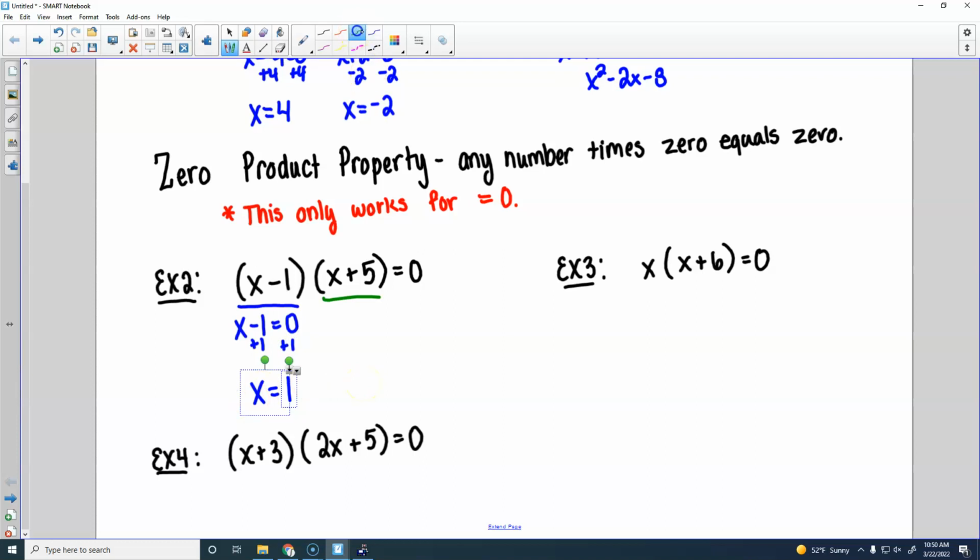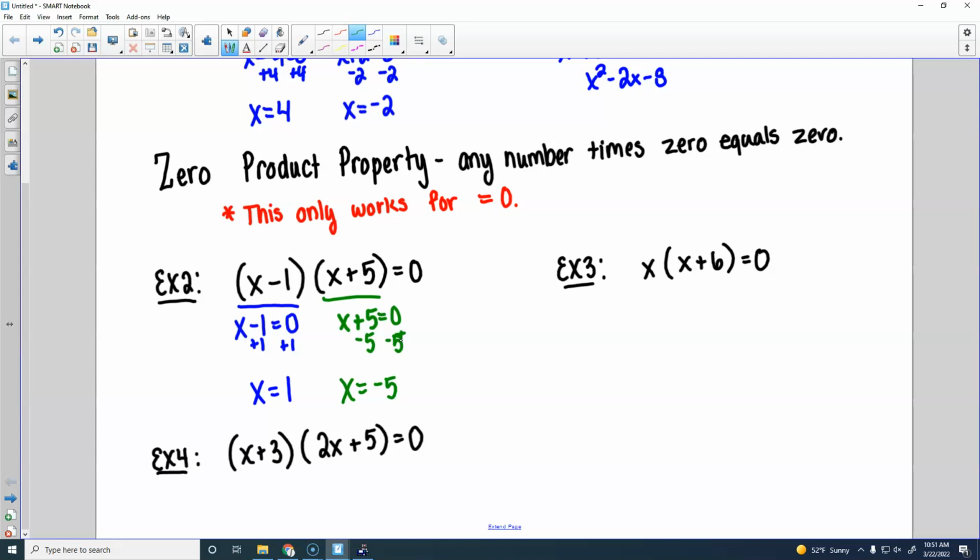Okay, Passion, what number would give us 0 for that second one? Negative 5. Very good. Again, if you want to, you could do x plus 5 equals 0, and you could subtract 5 from both sides, so you get x equals negative 5. And so both of those are answers.